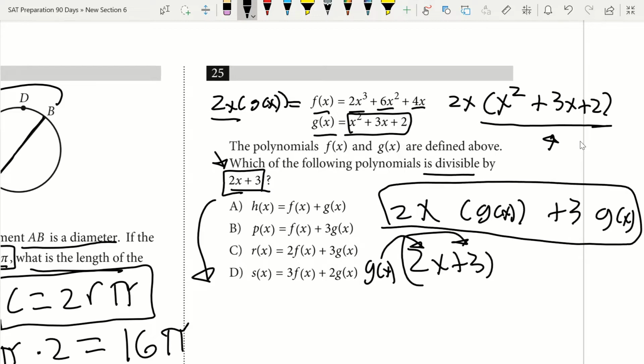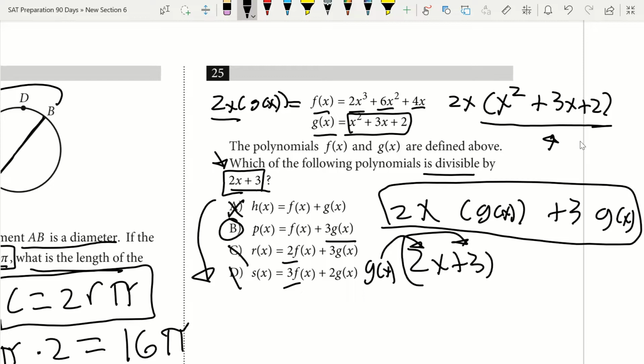So what I'm looking for is an equation that is set up like this, right? We know that f of x is equal to 2x times g of x. So the first thing I'm going to look for is something with f of x. I see C and D have a coefficient in front of it, so I don't want those. So I'm looking at A and B. The next thing I'm looking for is a plus 3 g of x, and I see I have that in option B.